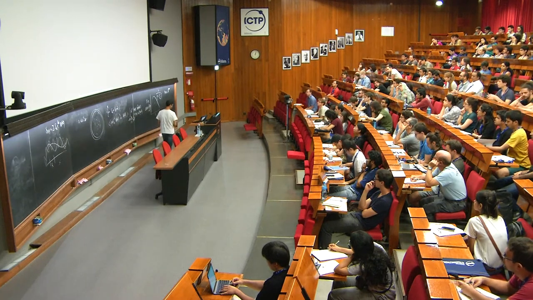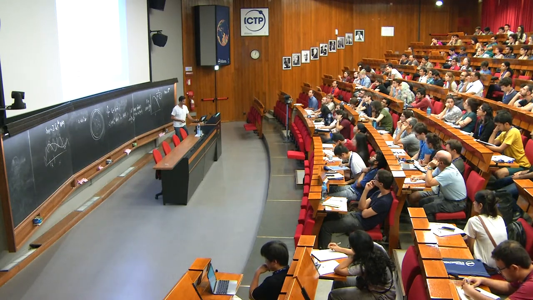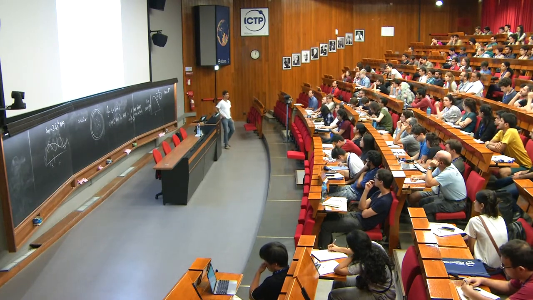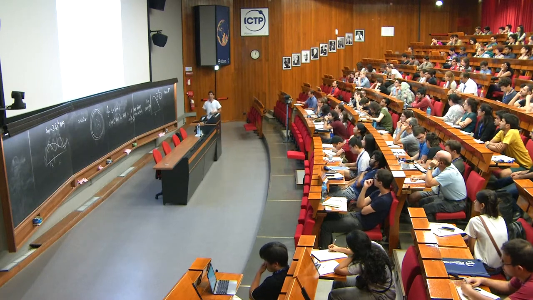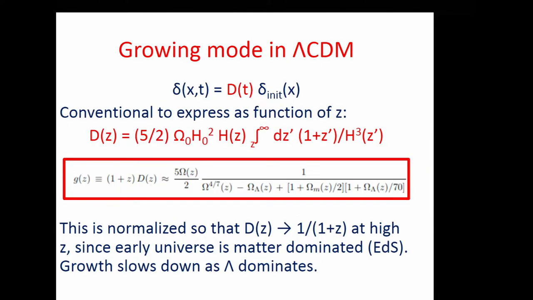So that was statistics. Now to physics. Okay. So I first want to remind us of linear theory. We know how things grow. We know that they grow differently in radiation compared to matter-dominated. We're going to care now mainly about matter domination. This is fine when it's matter-dominated, but we know at later times dark energy is going to dominate. And so we want to know how to interpolate. And so I've just given you the formula for that interpolation.